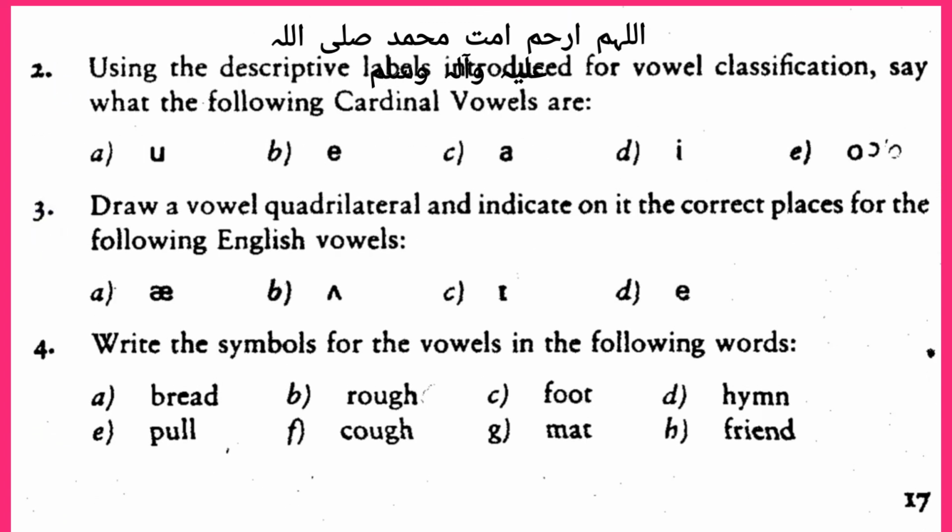Number two: use the descriptive labels introduced for vowel classification. Say what the following cardinal vowels are. So here, A, the sound is i, B, the sound is e, C, the sound is a, D, E, o.